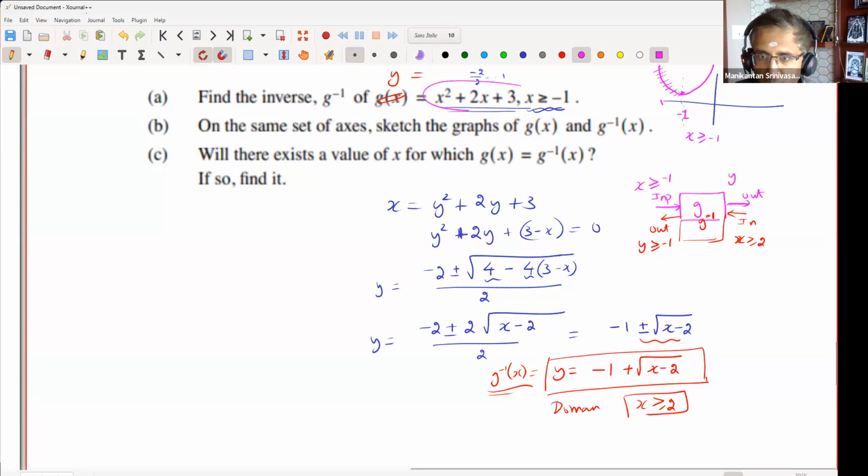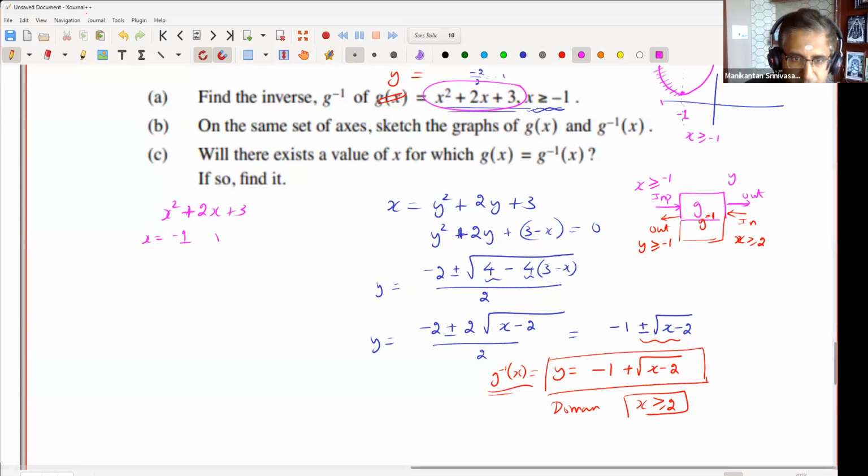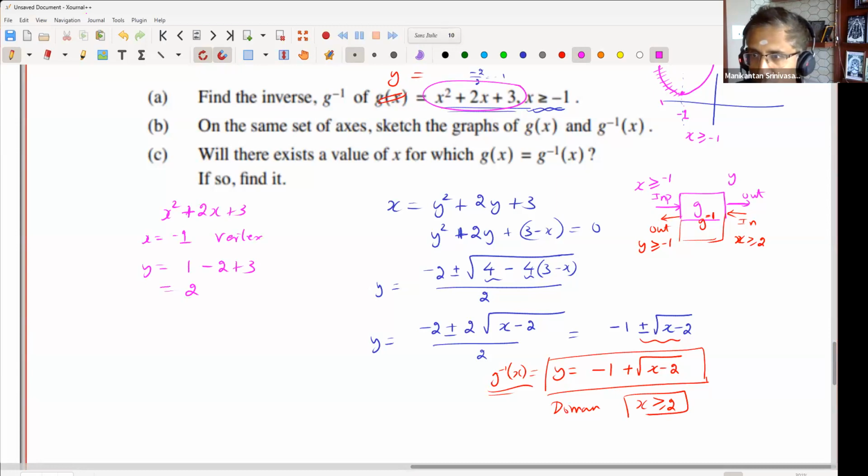So this is the function. The original G is X squared plus 2X plus 3, and we know the minimum is at X equal to -1, which is the vertex. So let's put X equal to -1 and see what the value of the vertex is. It's Y equal to 1 minus 2 plus 3, which is 2. So this lowermost point is (-1, 2), which means the range is Y is greater than or equal to 2.